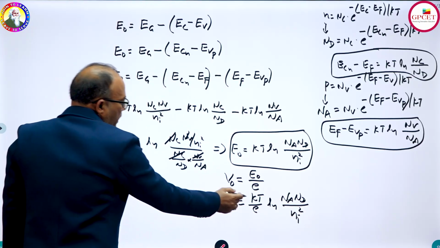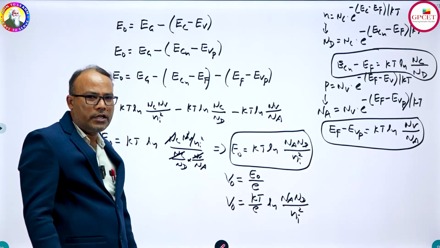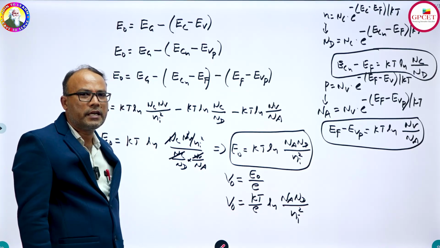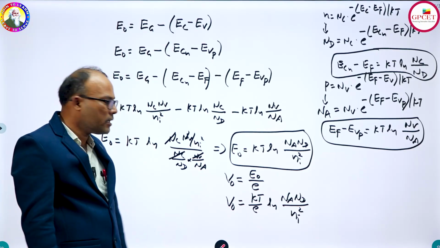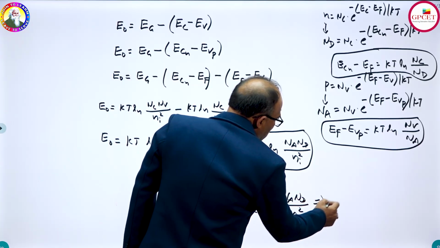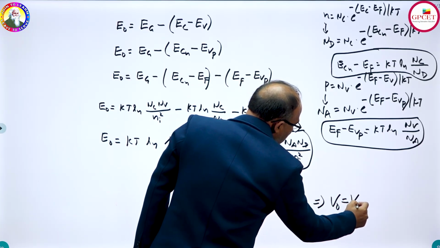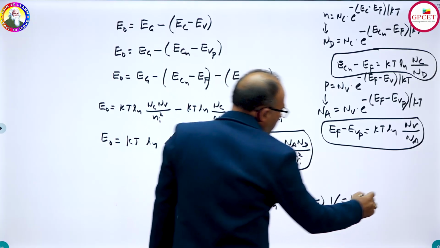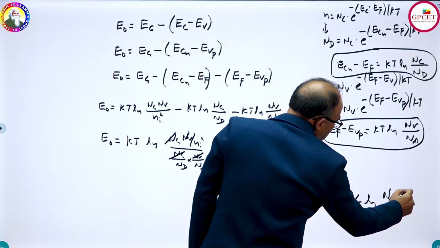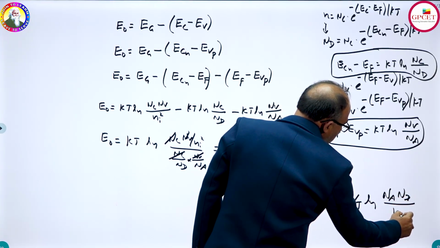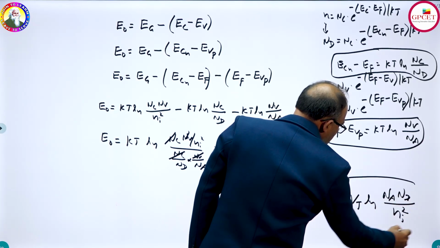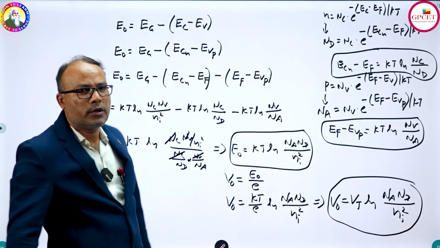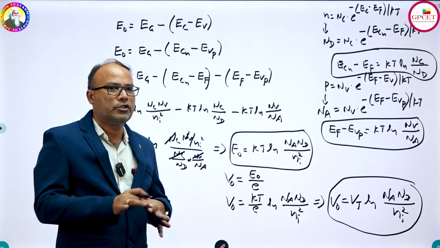So therefore, KT by E or KT by Q, which is nothing but the charge of a carrier, we know that it's nothing but the volt equivalent temperature. So therefore, V naught is equal to Vt ln Na Nd divided by Ni square. This is the equation we got, the potential energy barrier for holes.